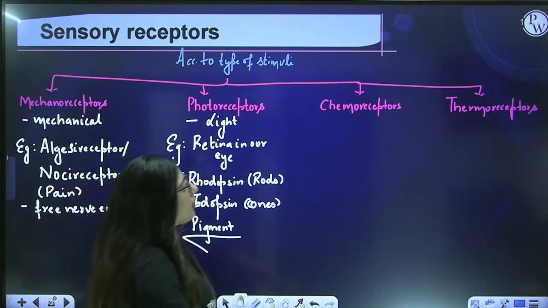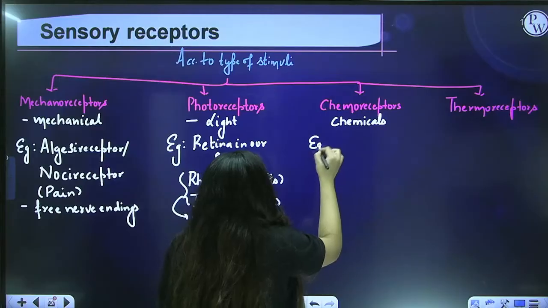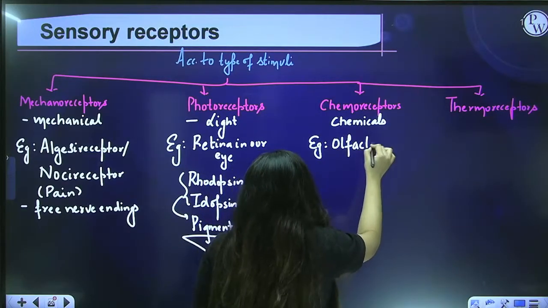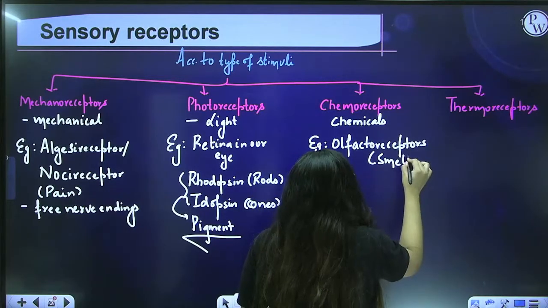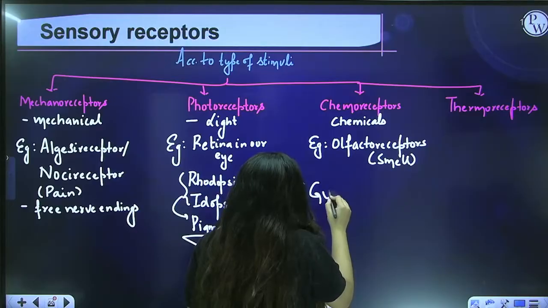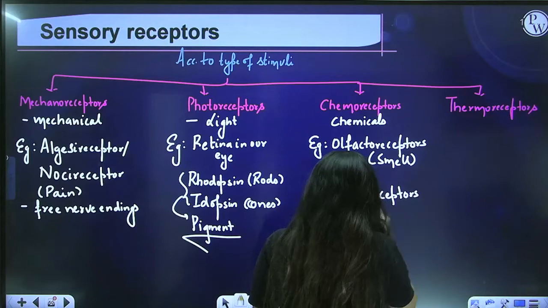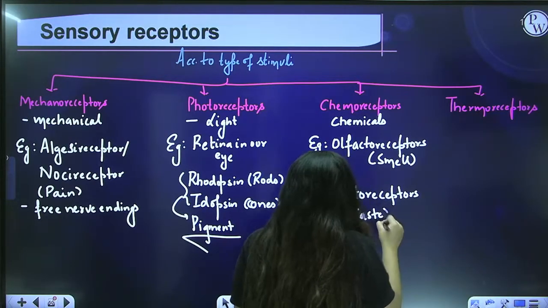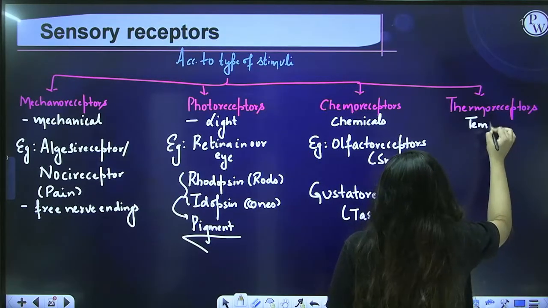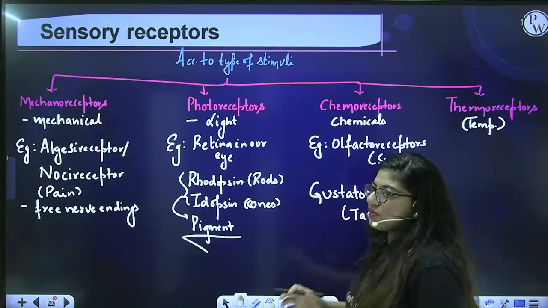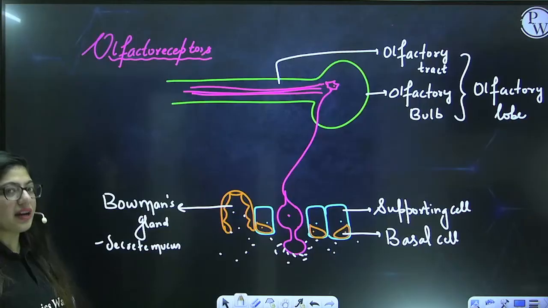Okay, then we have chemoreceptors. They will detect the chemicals. In chemoreceptors we have the example of olfactoreceptors that are for smell, and then we have the gustatoreceptors that are for taste, right? Then we have thermoreceptors and these receptors are for temperature. Fine. So various types of receptors are present in our body. So we have to study the eye, ear and these olfacto and gustatoreceptors in detail.